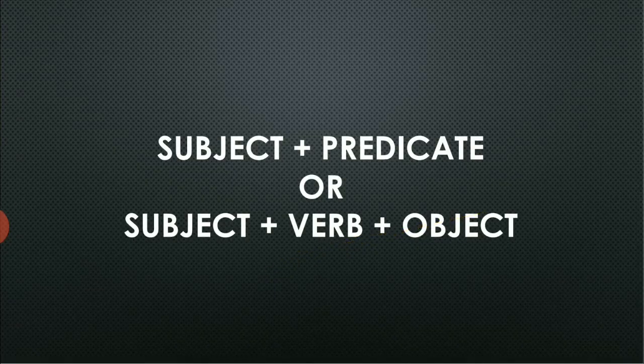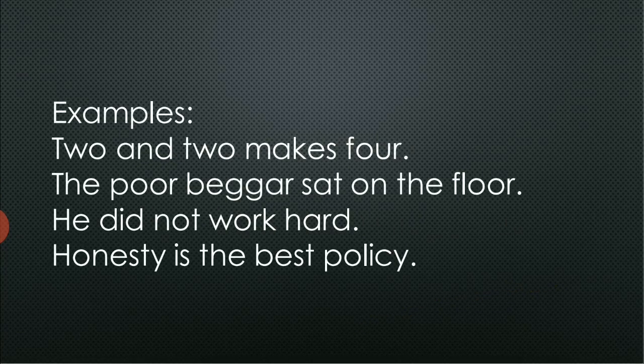The universal structure of assertive sentences is subject plus predicate, or subject plus verb plus object, where verb plus object refers to the predicate itself. You can look at some examples. 2 and 2 makes 4. The poor beggar sat on the floor. He did not work hard. Honesty is the best policy.